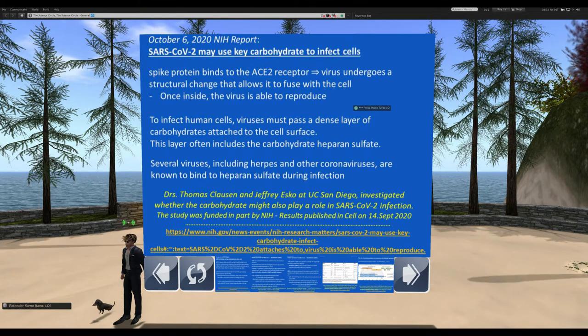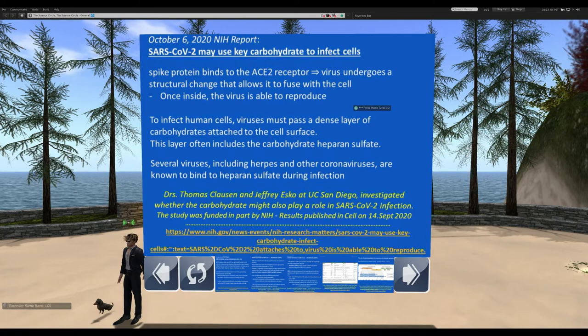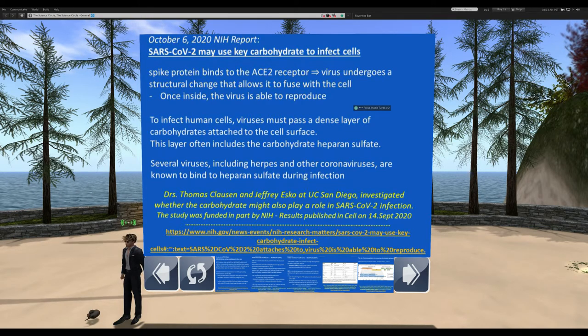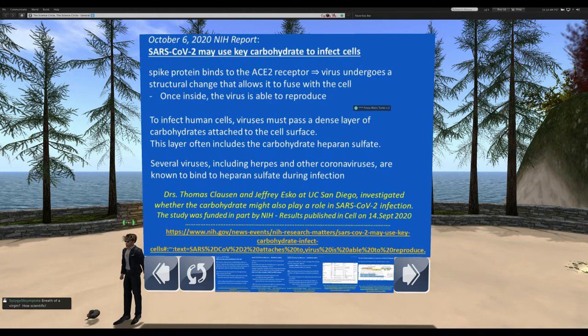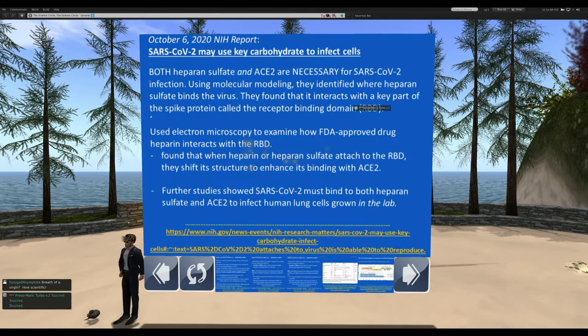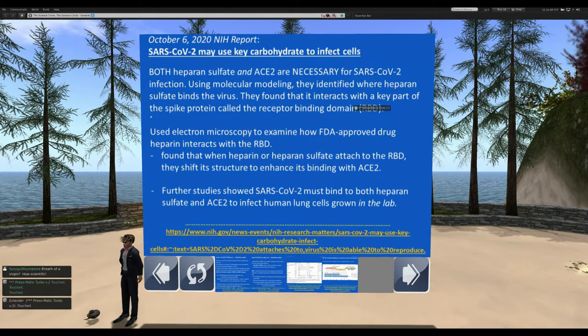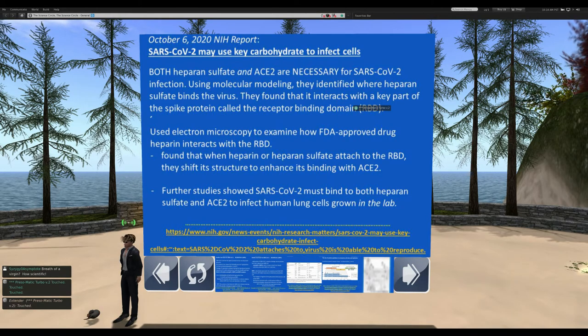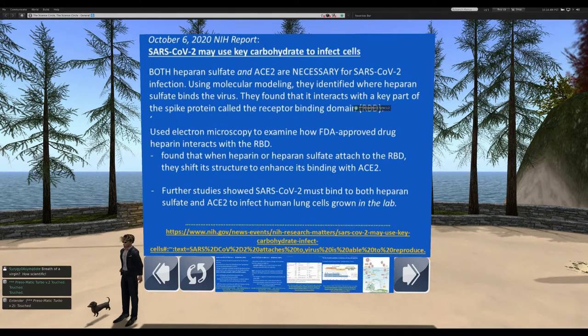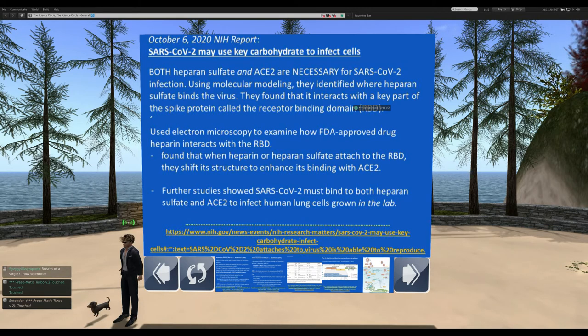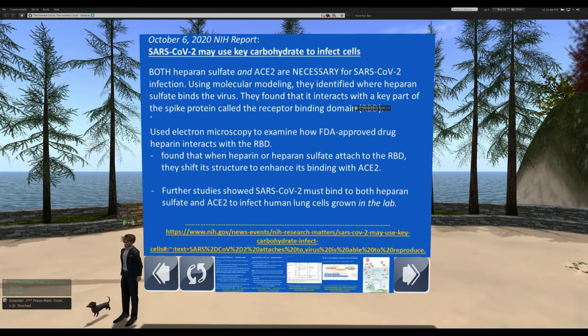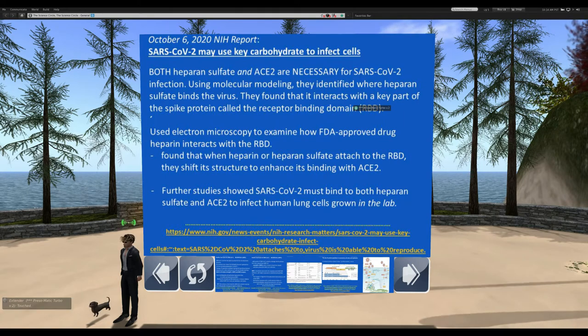So at any rate, the ACE2 receptor and the heparin sulfate together cause a shift in the spike protein, and it gets cleaved by a protease into two pieces. There's an area on it called the receptor binding domain, which gets shifted so that, without the heparin sulfate, it can't get into the cell, which has been looked at a bit.